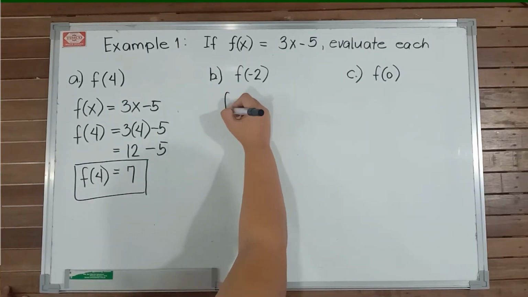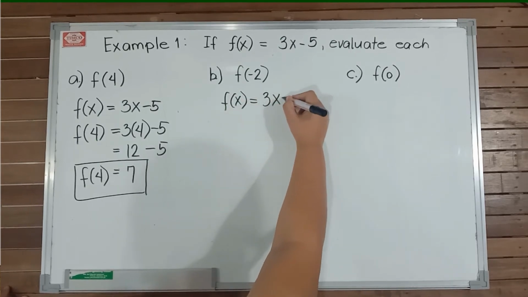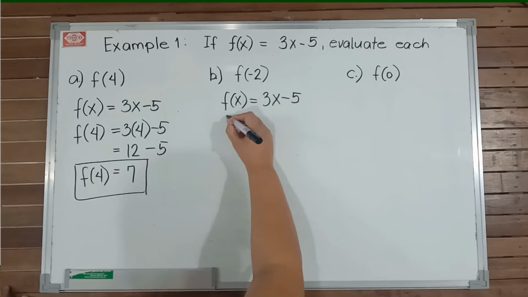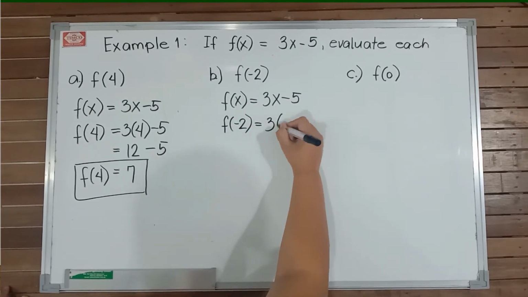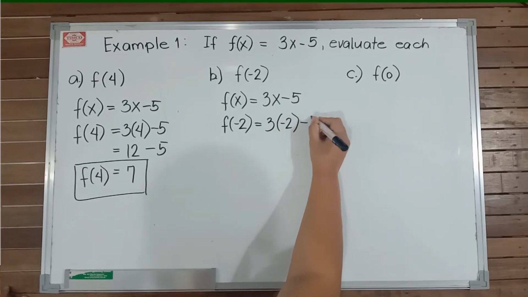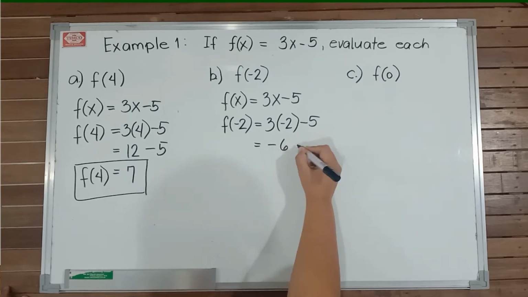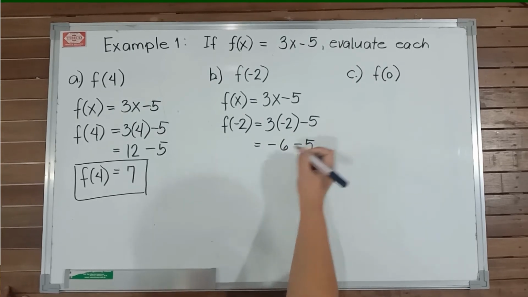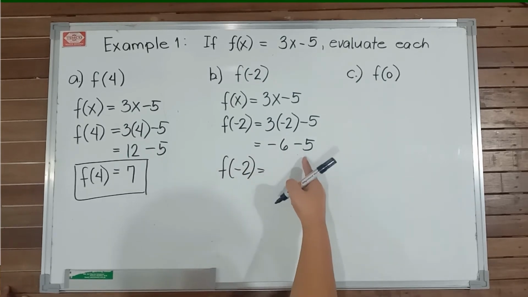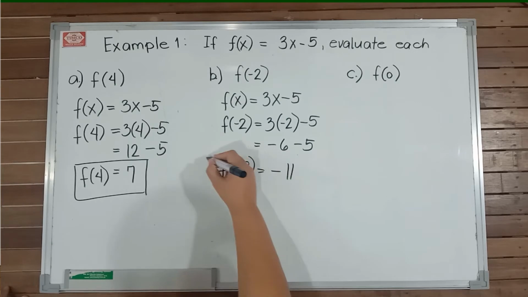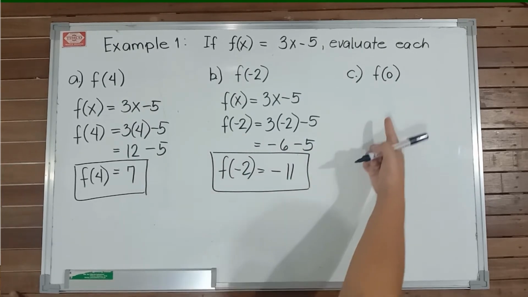Next is f of negative 2. So, we rewrite the function f of x is equal to 3x minus 5. So, in place of x, we will write negative 2. f of negative 2 equals 3 times negative 2 minus 5 equals 3 times negative 2 is negative 6 minus 5. f of negative 2 equals negative 11. Pag pareho ang sign, tandaan, i-add, then rewrite the sign.